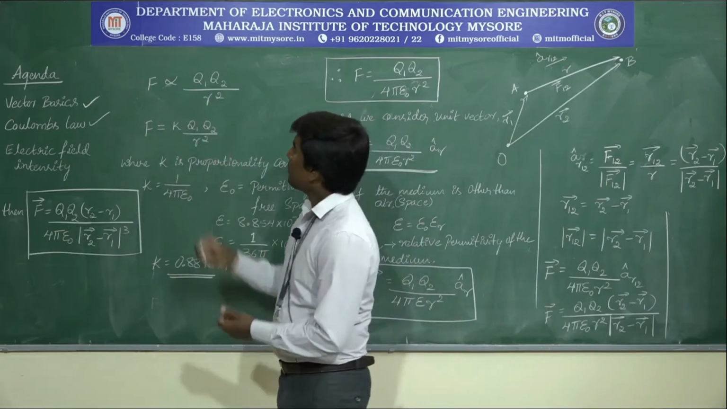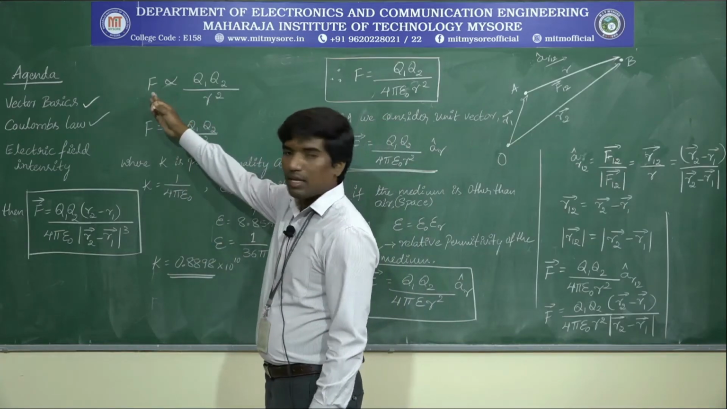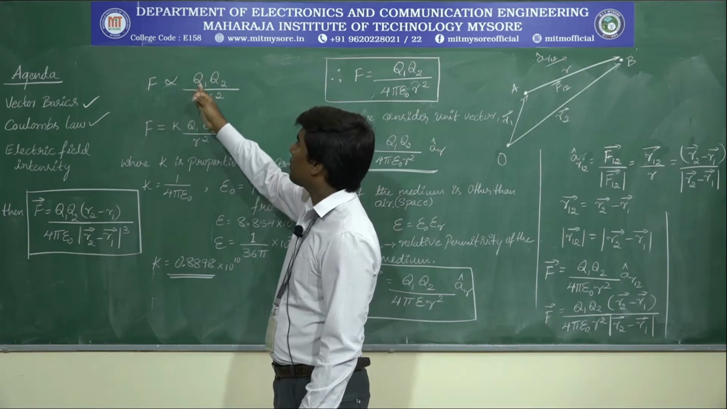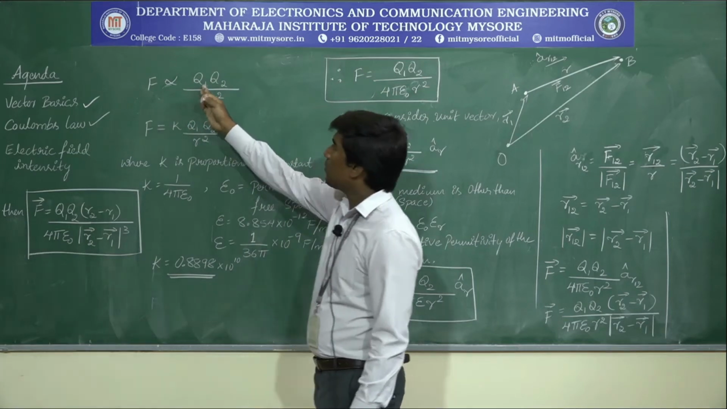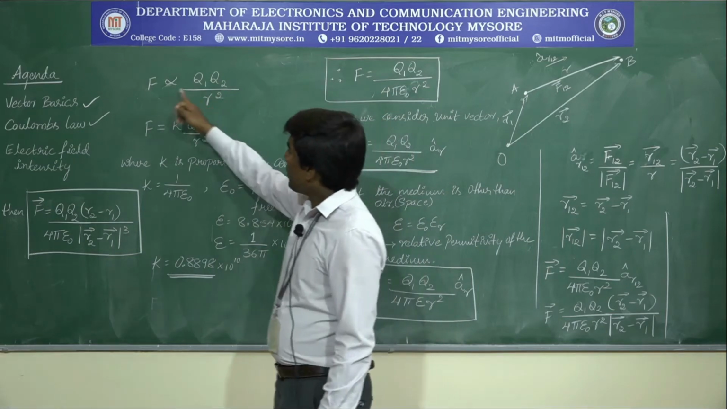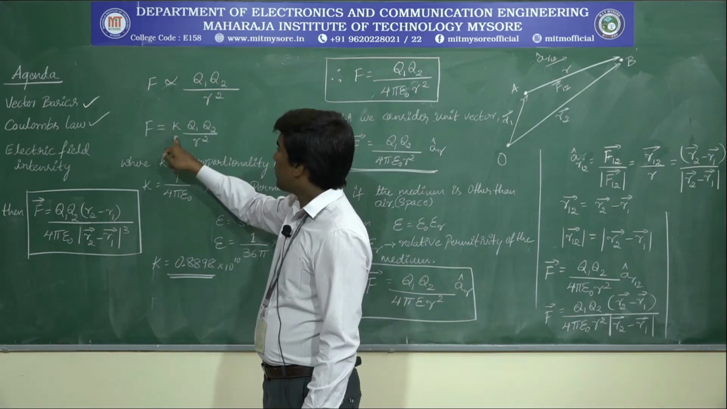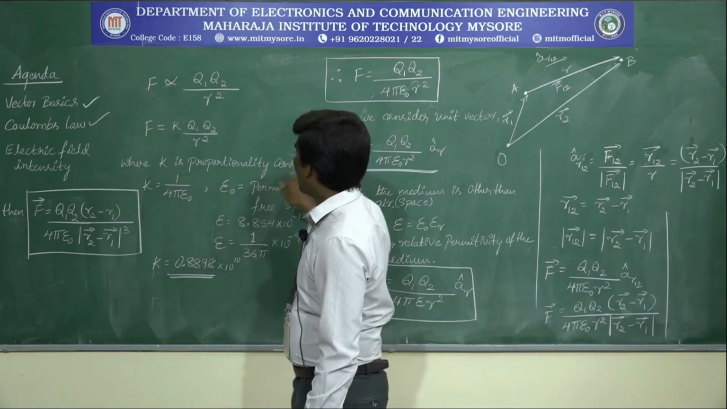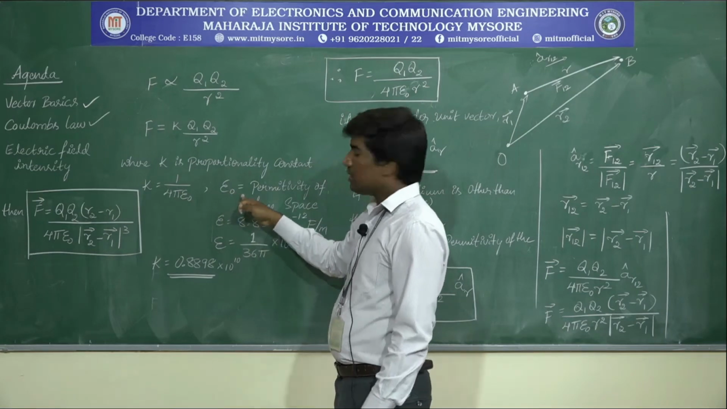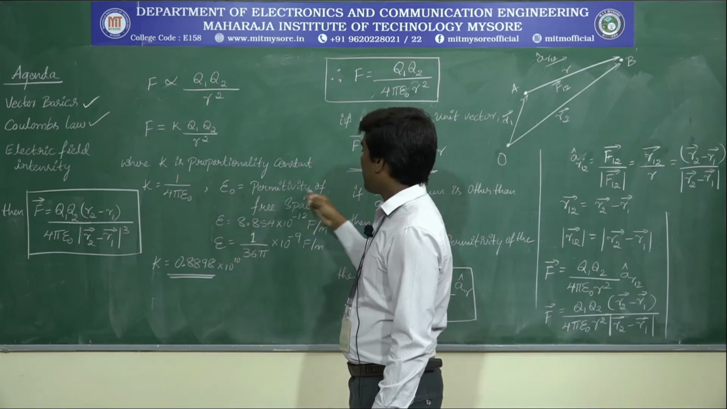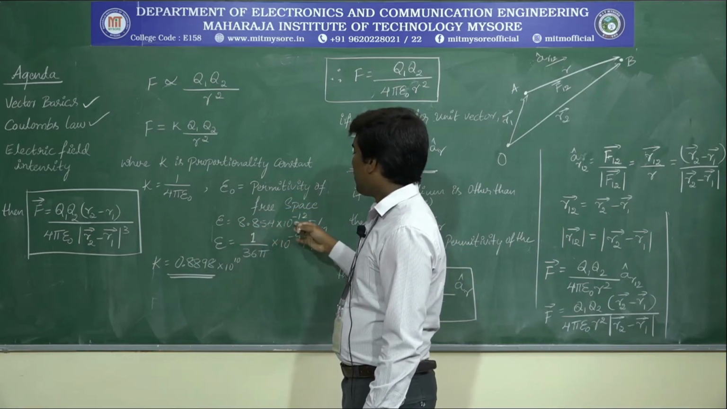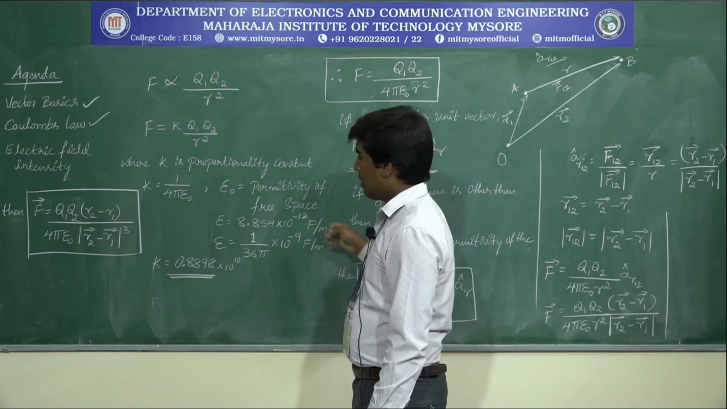Continuing with Coulomb's law in mathematical form, the electrostatic force F experienced by the charges Q1 and Q2 is directly proportional to the product of the magnitudes of the charges Q1 and Q2 and inversely proportional to the square of the distance between them. To remove the proportionality sign, we introduce K as a proportionality constant, which is given by 1 by 4 pi epsilon naught, where epsilon naught is the quantity called the permittivity of free space or air. Its value is 8.854 into 10 power minus 12 farad per meter.